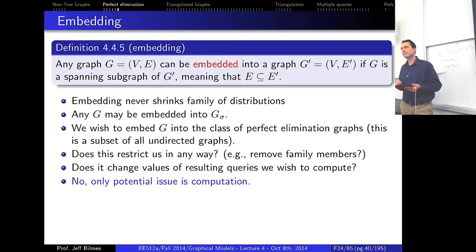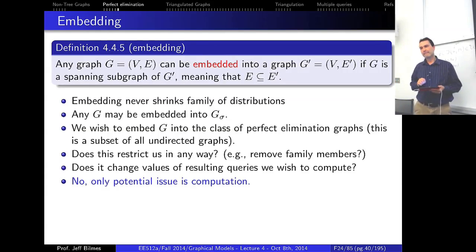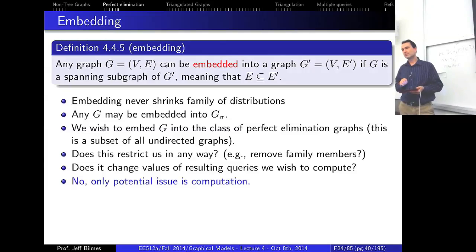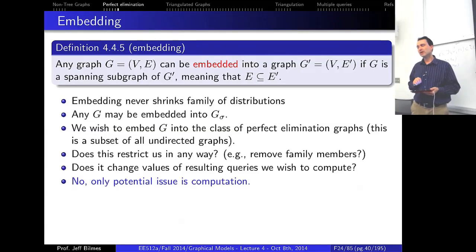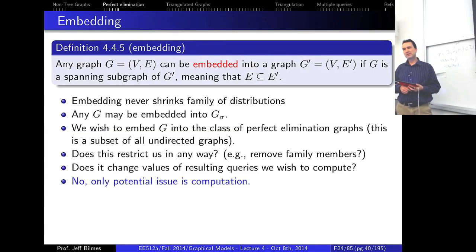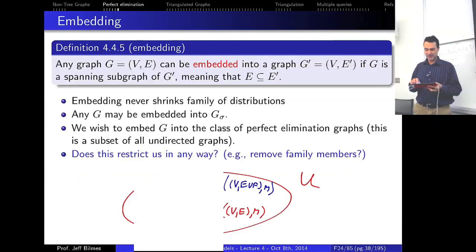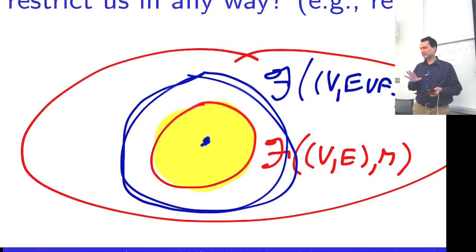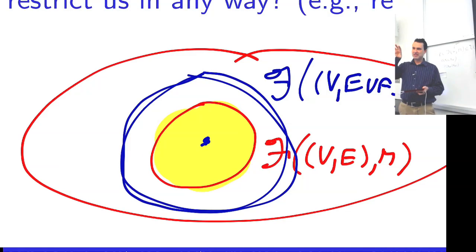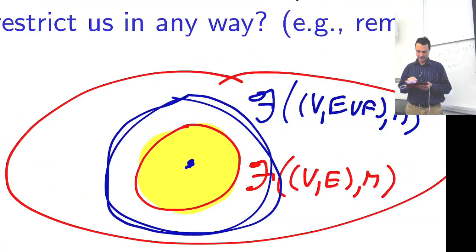Yep, question? Is the determinant size related to the choice of using exact inference or approximate inference? Well, here's what approximate inference might do. You're starting with that yellow family. Approximate inference might say, here's a smaller family, and find me the closest distribution in that smaller family. That's essentially what approximate inference is.